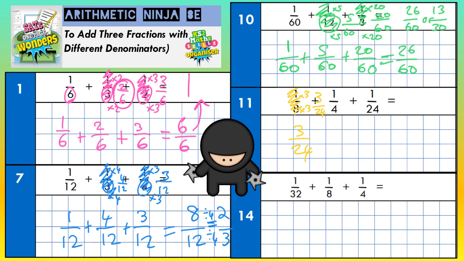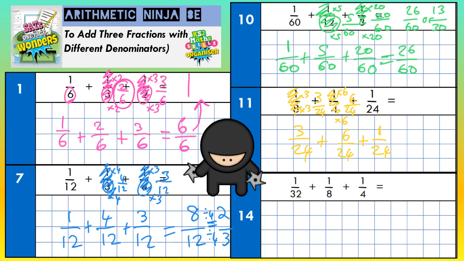How do we get a quarter into 24ths? Well, to get from 4 to 24 is times 6. So you need to do the same on the top, times 6. 1 times 6 is 6. So that's 6/24. 1 quarter is 6/24. Scribble out the 1 quarter. And the 1/24 is already in 24, so we don't need to do anything to that. All we need to do is put our add signs in between.